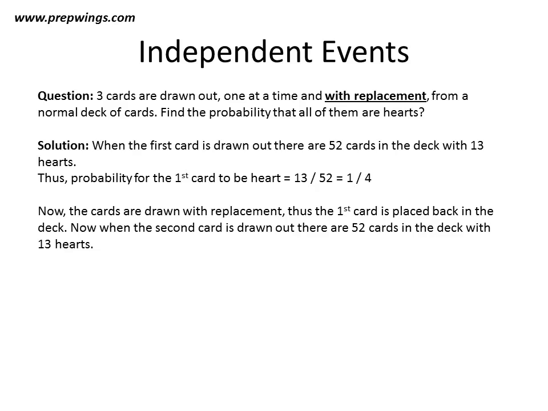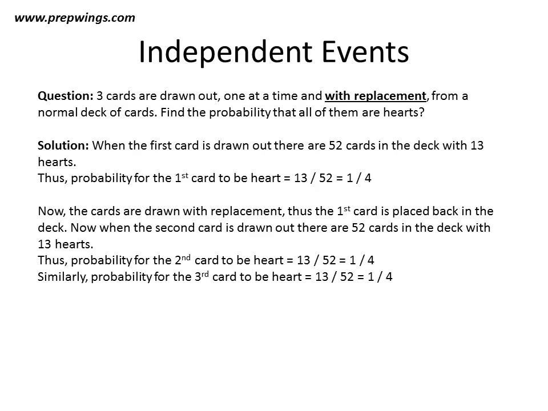Now the cards are drawn with replacement. So after looking at the first card, it is placed back into the deck. When the second card is drawn out, there are still 52 cards in the deck and there are 13 hearts. So the probability of the second card to be a heart will again be 13 by 52. Similarly, the probability for the third card to be a heart will again be 13 by 52, because cards are drawn with replacement.